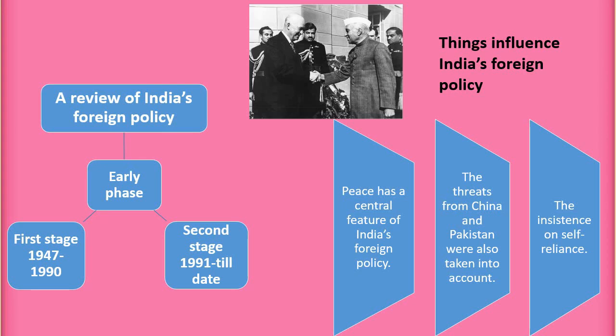The second thing that influenced our foreign policy is threat, meaning danger from China and Pakistan. So, the threat from China and Pakistan was also taken into account. And the third thing is that India's foreign policy at this time insisted on being self-reliant, or self-dependent. So these three things influenced our foreign policy in this period.